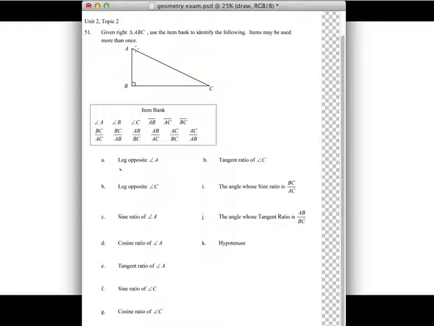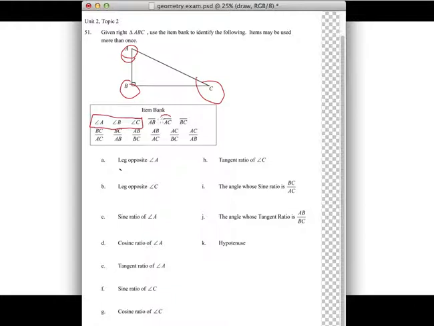Okay, so this is number 51 for the review. Here's angle A, angle B, and angle C of this triangle. You can see B is a right angle. A is not, C is not, and they're listed right here. These are the angles. Then we have sides.